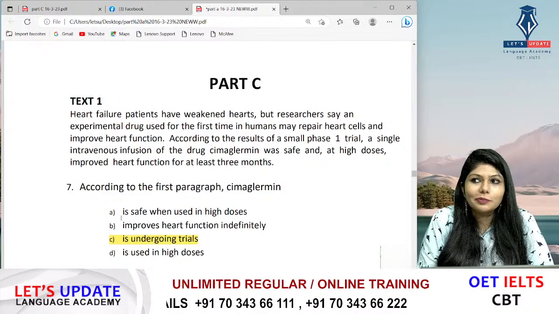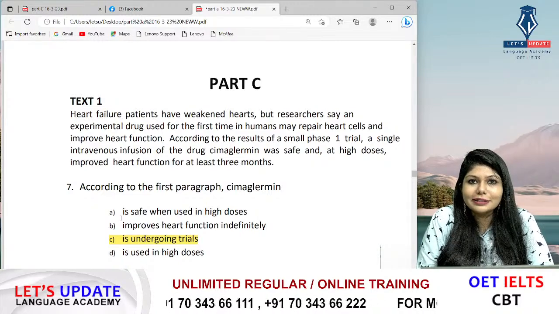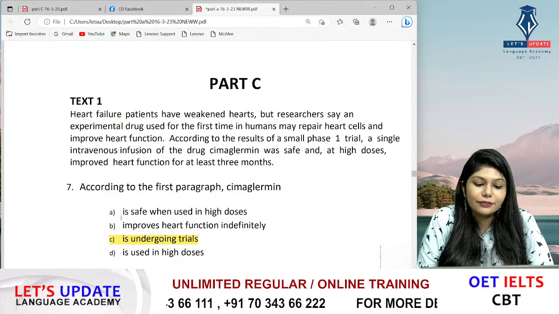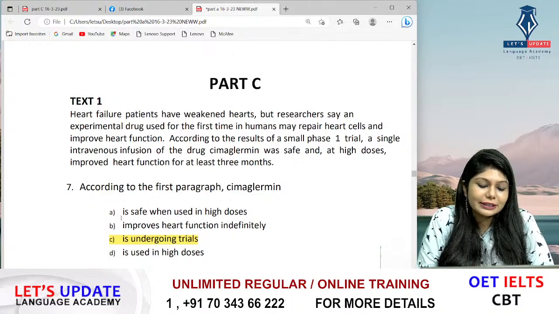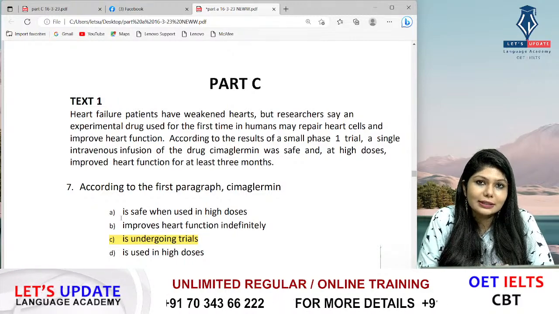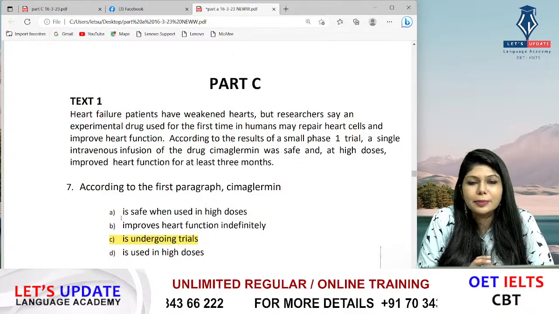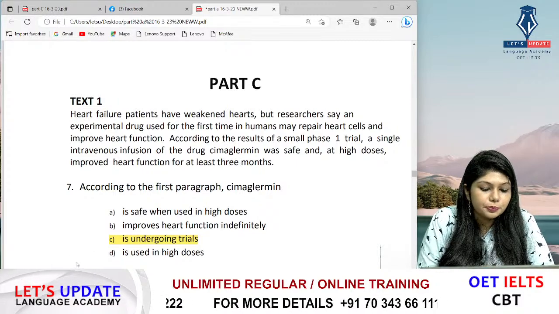That means you can't count. It's like unlimited time or indefinitely. It is going to be continuous for an indefinite period of time. So that is something different from what is mentioned in the paragraph. In the paragraph they have just mentioned a short duration, that is 3 months.